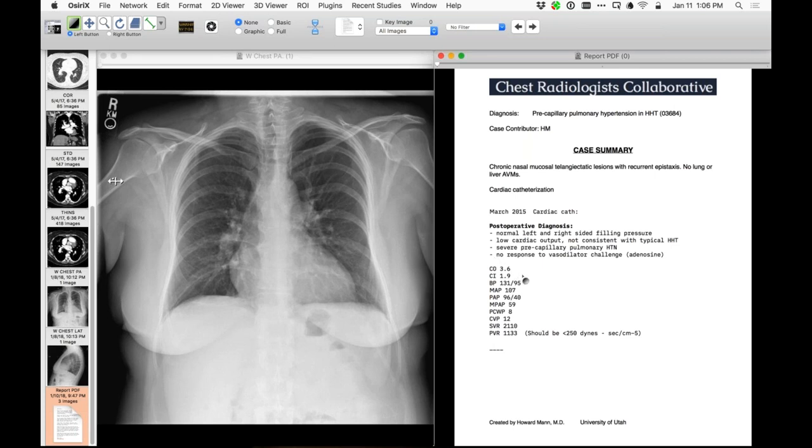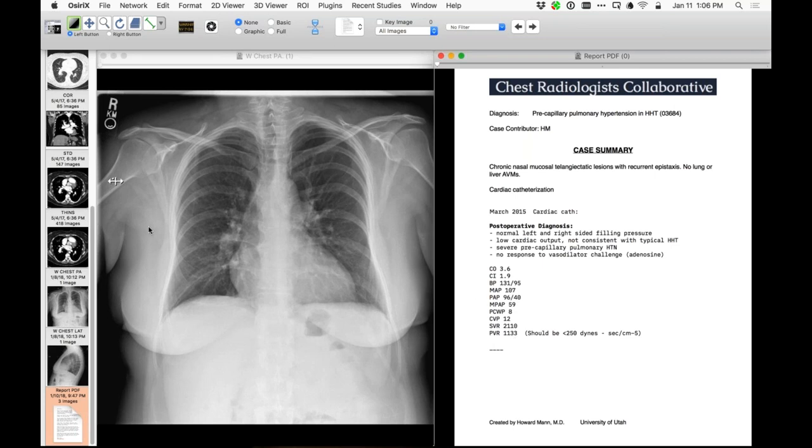And you can see from a cardiac cath, this goes back to 2015, that she has findings of so-called pre-capillary pulmonary hypertension. So the mean pulmonary artery pressure is 59. Left atrial pressure is not elevated. Pulmonary vascular resistance is high. So there's certainly a pathologic process affecting small pre-capillary vessels.